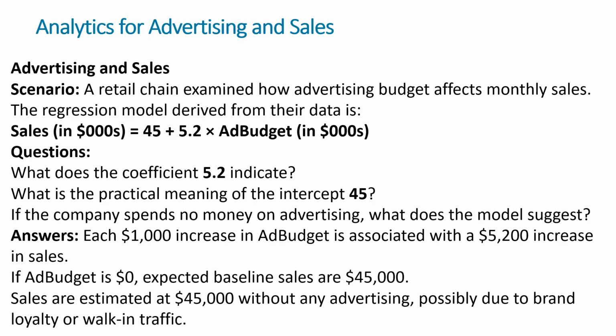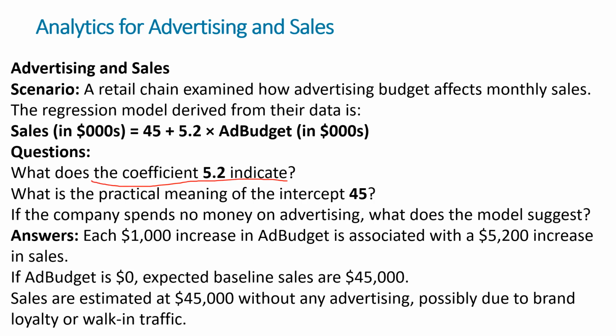For example, what does the coefficient 5.2 indicate? This is the regression coefficient. If you are spending 1 unit in advertisement budget, for example 1,000 units in advertisement budget, the sales will increase by 5.2. If you multiply by 1,000 units, you can say 5,200 is the increase in sales, right? So this is overall how you can interpret the different things.